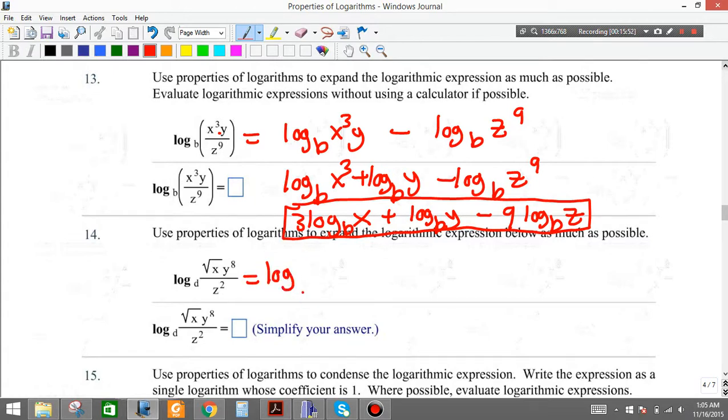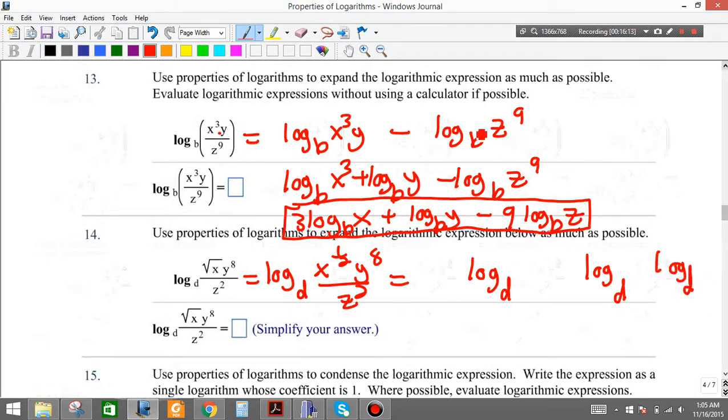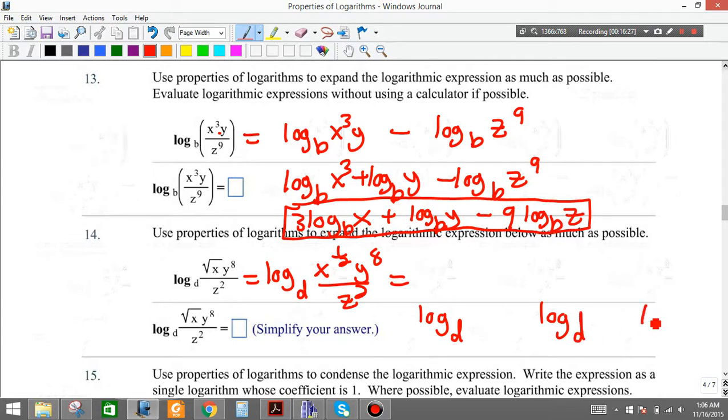Similarly here, I'm going to try to do this all in one step. First of all, I'm going to change this square root to a 1/2 power. And then I'm going to give you a second to fill in what you think the answer is following the pattern that we have been using. Let me give you some more space here. This should be equal to 3 logs base d, we'll fill it in with a different color.